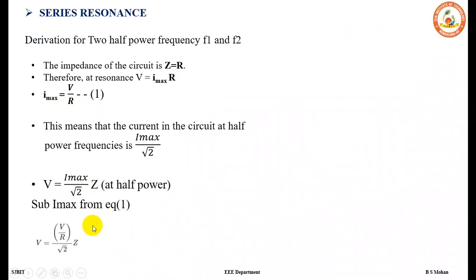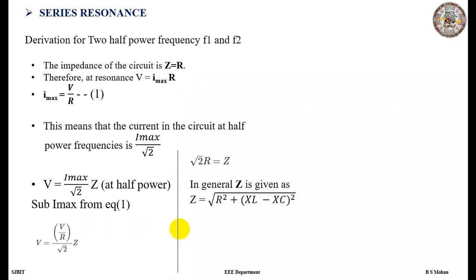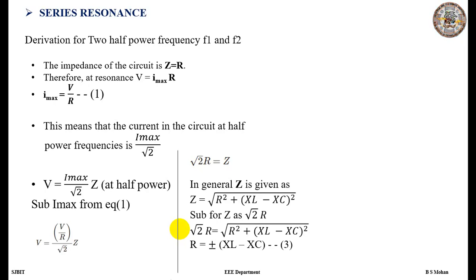Substitute I max from equation 1. Here we get V is equal to V by R root 2 into Z. If we simplify further, we get Z is equal to root 2 into R. So please remember, at resonance Z is equal to R, and at half power, Z is equal to root 2 into R. In general, Z, using the Pythagoras theorem, is equal to square root of R squared plus (XL minus XC) the whole squared. So substitute the value of Z in the above equation and simplify further by removing the square roots. We get R is equal to plus or minus (XL minus XC).